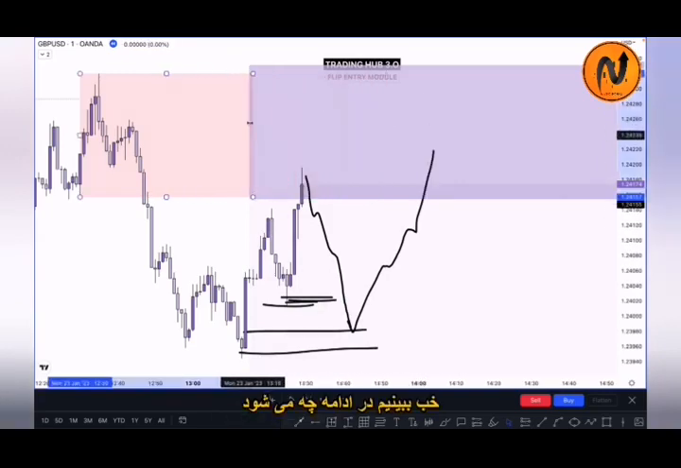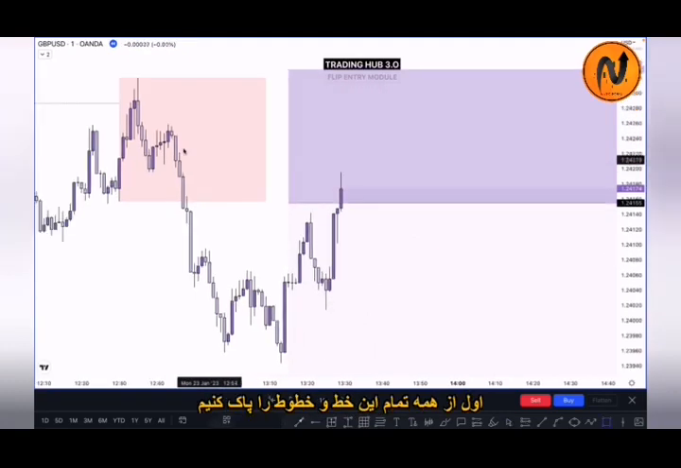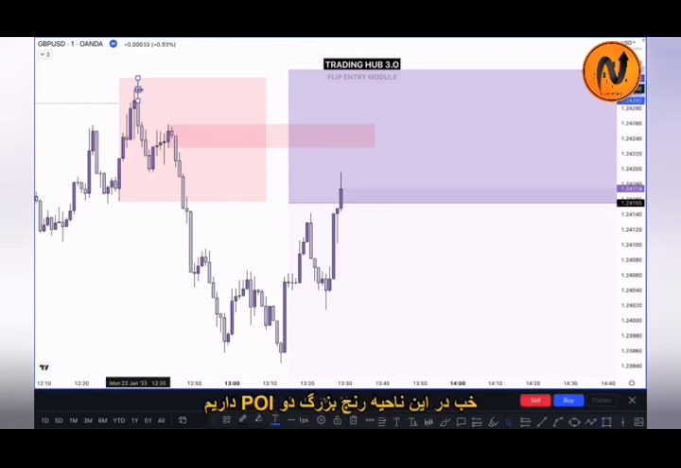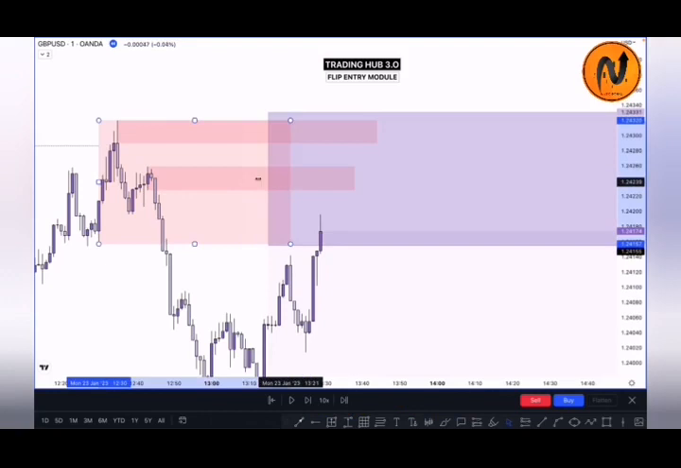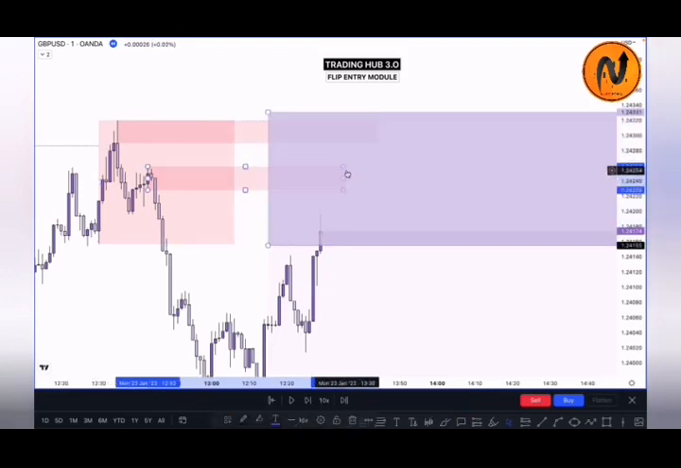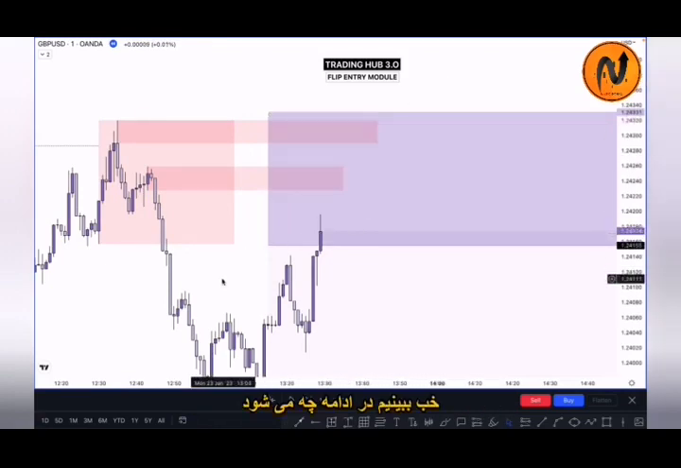Okay, so let's see what happened next after this one. First of all, remove all these triangles. The first PY is here and the next PY is here. So these two PYs are in this larger range. Once the market hits any PY, you have to take a decision based on the single candle order block and based on the flip entry model after the chalk model. Okay, so let's see what happened next.